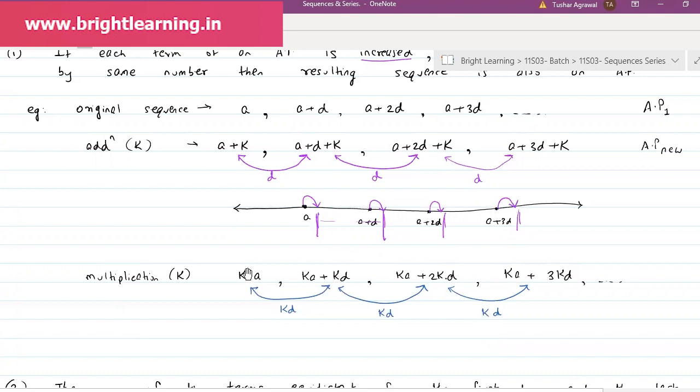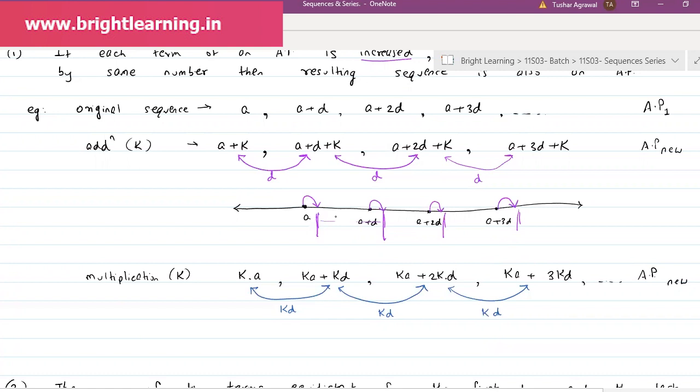So the difference in consecutive terms, can you see that here the difference is KD? Between the third term and the second term, it is KA plus 2KD minus KA plus KD, so the difference is KD. Here also the difference is KD, and so on. So this new sequence is again an arithmetic progression.